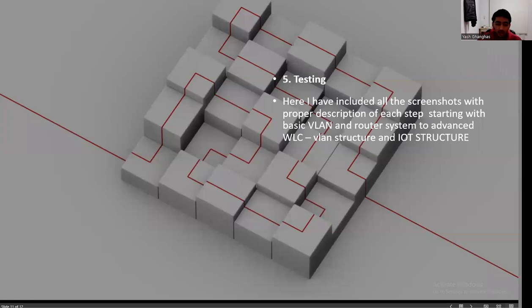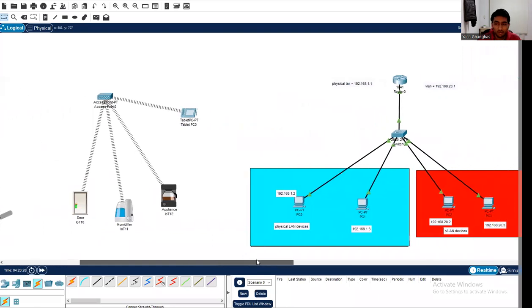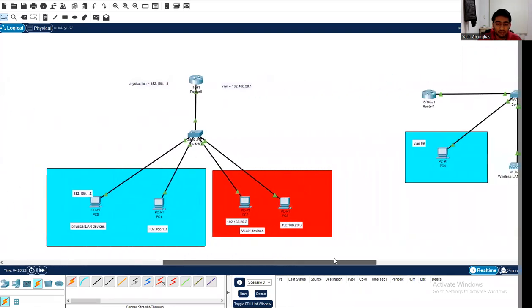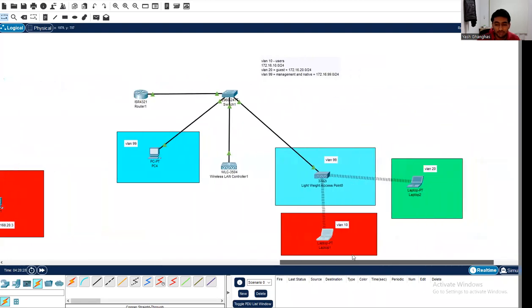Moving to the testing, here I would show you some of my Cisco Packet Tracer work. First, this is the IoT system that I have created. I can connect them, but I thought it would be easy to define them along the way. This is the second, the VLAN system. And the third one is this, which is a proper architecture.